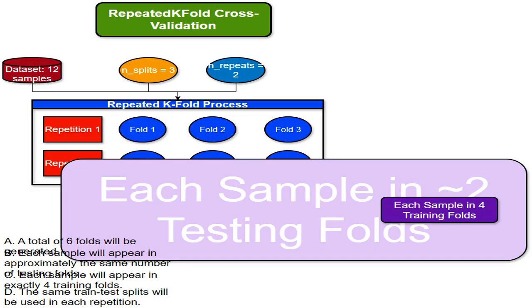This is simply a matter of calculation. 3 folds per repetition multiplied by 2 repetitions equals 6 total folds. The calculation, 3 n_splits times 2 n_repeats equals 6, is straightforward.